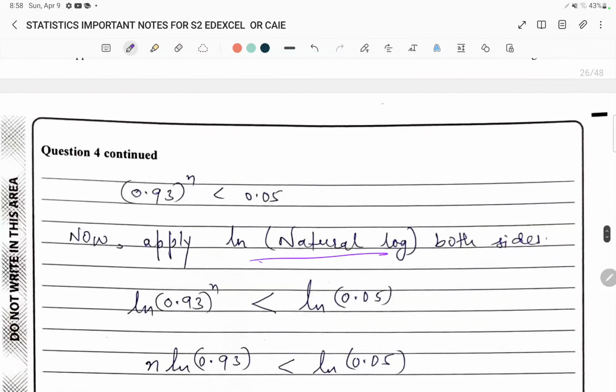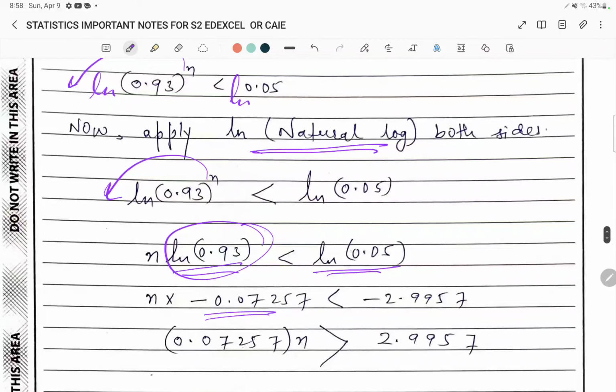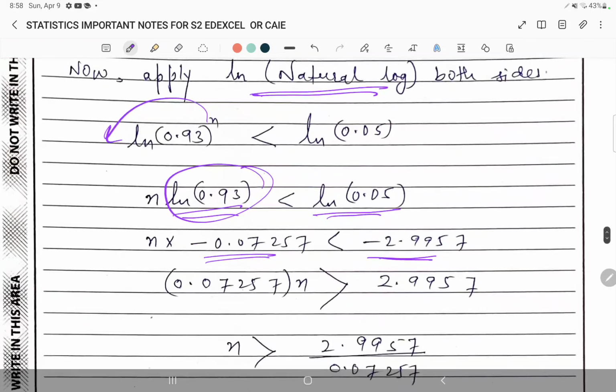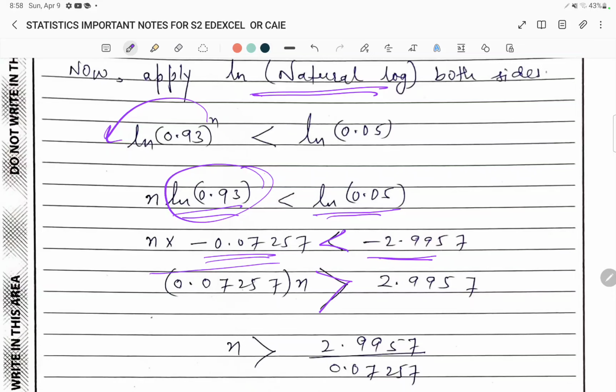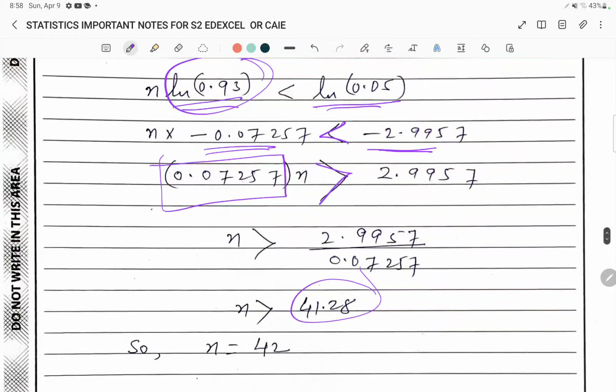So I applied natural log on both sides. Now n will come to this side, so n times ln 0.93, which is minus of something, is less than ln 0.05, which is this. Now when you multiply or divide by a negative number on both sides, the inequality sign will change. Now divide by this number and you will get 41.28. So n is just greater than 41.28, that is 42.